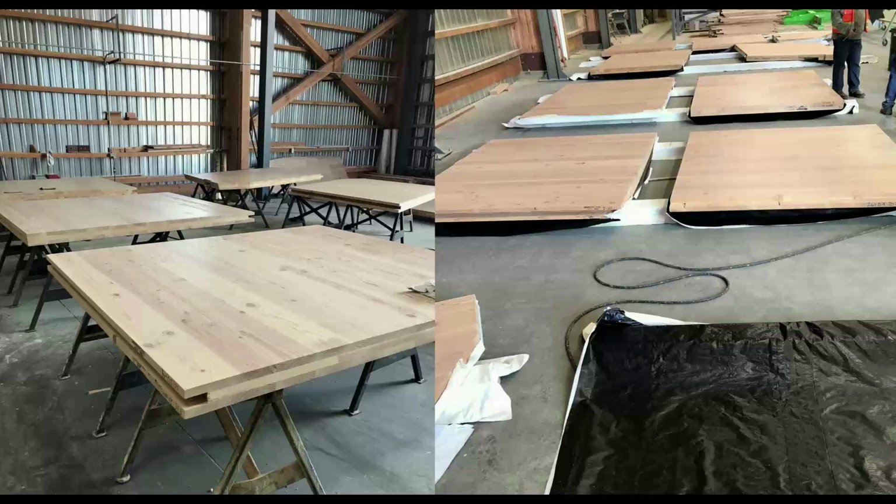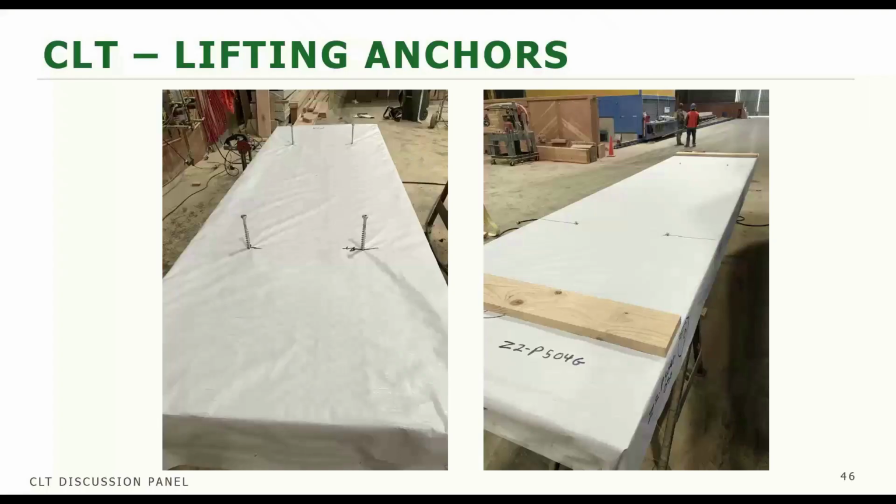Oftentimes we have panels that get a one-coat sealer, whether that's just a waterproofing membrane or actually a stain, whatever that may be, that's currently being done. Once we have the panels that are wrapped, they're now fabricated, sealed, any assembling that may be done, we need to figure out a way to get these panels onto trucks and into buildings so we can apply lifting anchors.